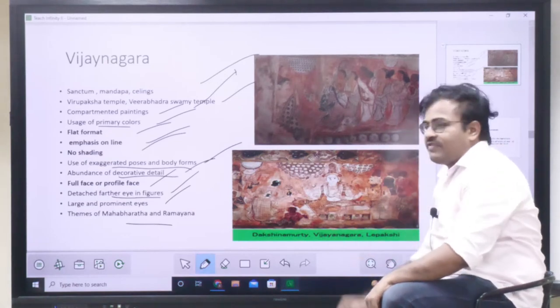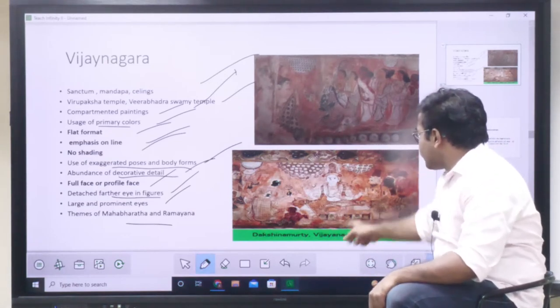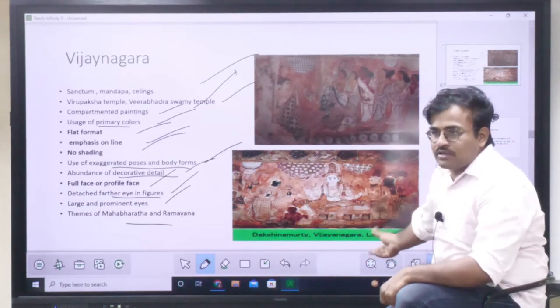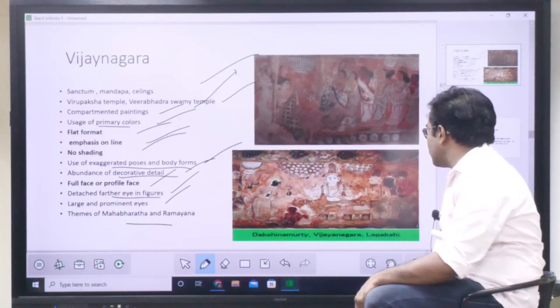This is the very famous image of Dakshinamurti which is present in Lepakshi. Shiva in Dakshinamurti form, the God of education.